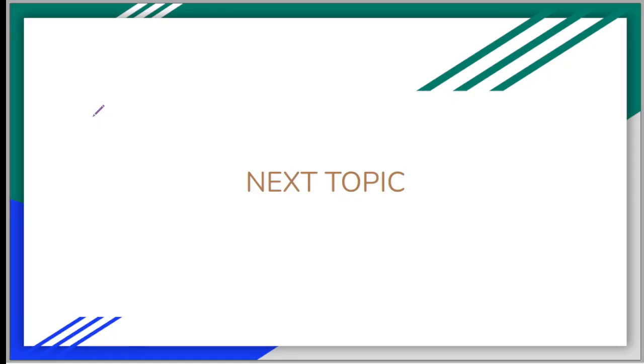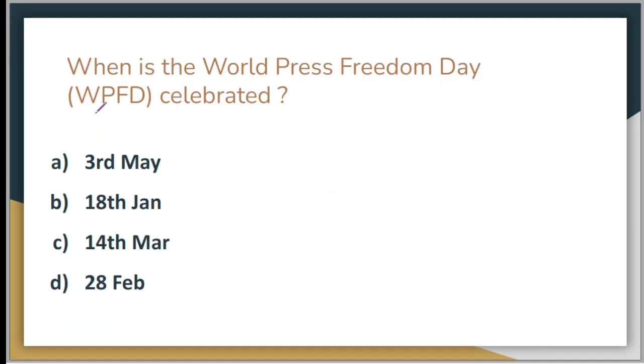Now let's move on to the next topic of this video. Your very first question from this topic is, when is World Press Freedom Day celebrated? That is WPFD. Your option A is 3rd May, option B is 18th Jan, option C is 14th March, and option D is 28th February. What is the correct answer? The correct answer is of course option A, which is 3rd May. So on 3rd May, World Press Freedom Day is celebrated every year.